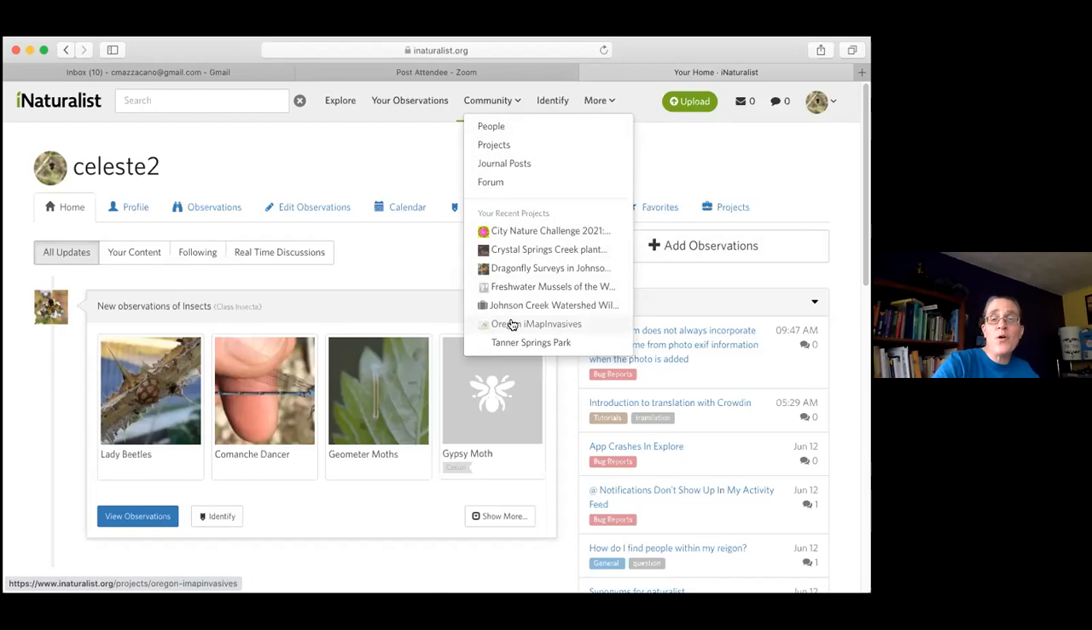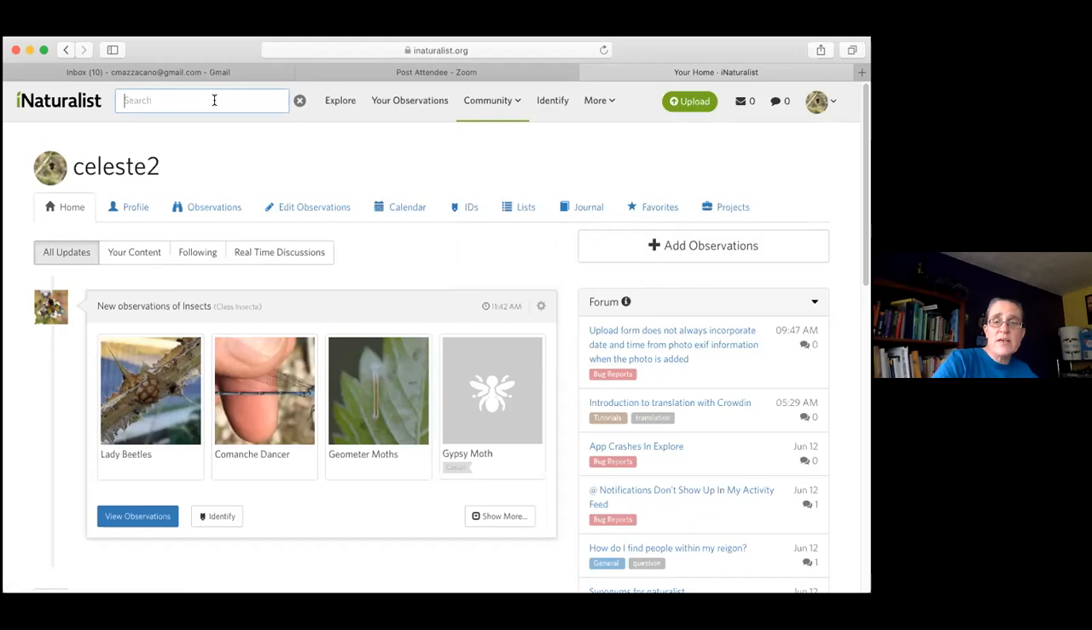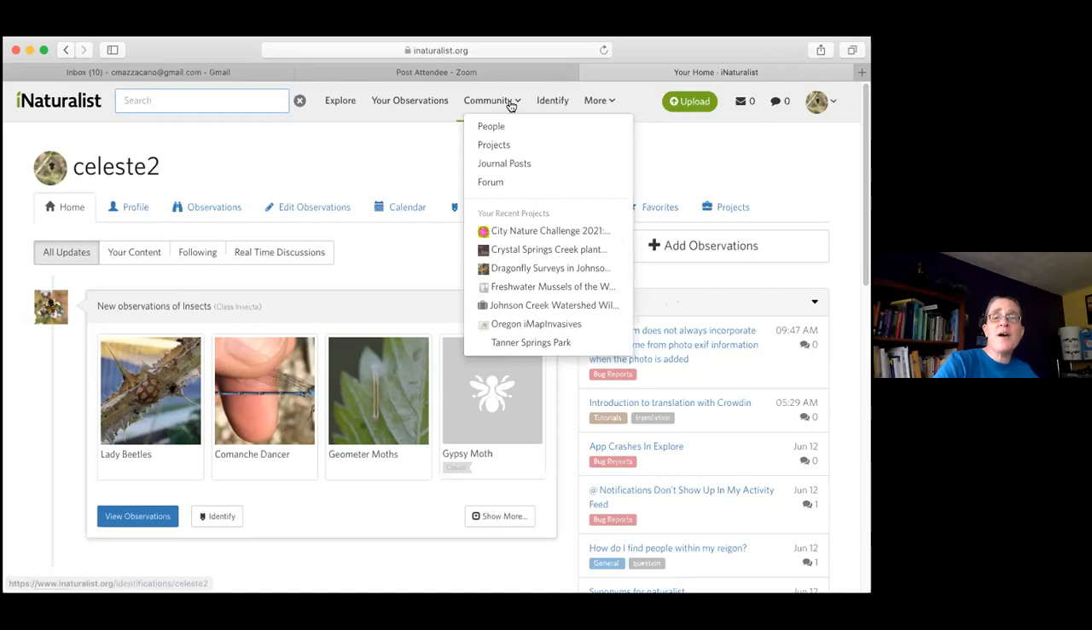This particular project is called Dragonfly Surveys in Johnson Creek. Now, none of you are members of that project yet, so all you have to do is type Dragonfly Surveys in Johnson Creek into the search box. It will bring up the project, and there'll be a big button that says join this project. And that's what you will click on to join the project. Again, the steps for how to do this are in the slides, which I know you have a handout version available to you, and it is in the monitoring protocol manual.